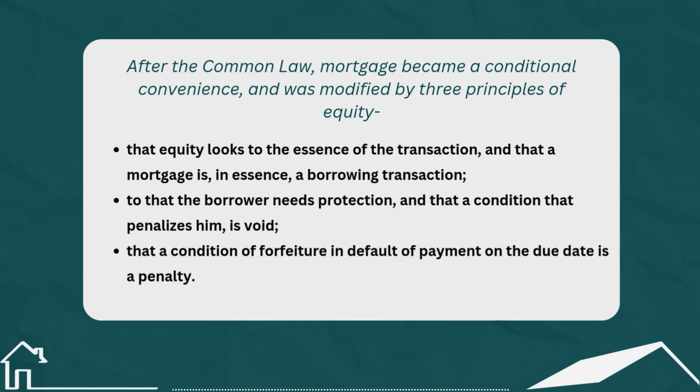After the common law, mortgage became a conditional conveyance and was modified by three principles of equity. Number 1, that equity looks to the essence of the transaction, and that a mortgage is in a sense a borrowing transaction. Number 2, that the borrower needs protection, and that a condition that penalizes him is void. Number 3, that a condition of forfeiture in default of payment on the due date is a penalty.